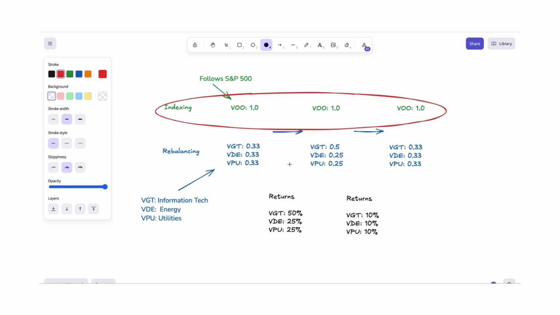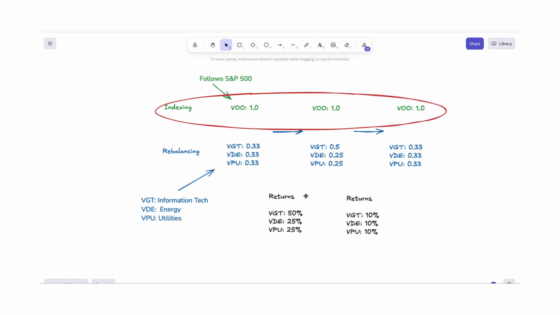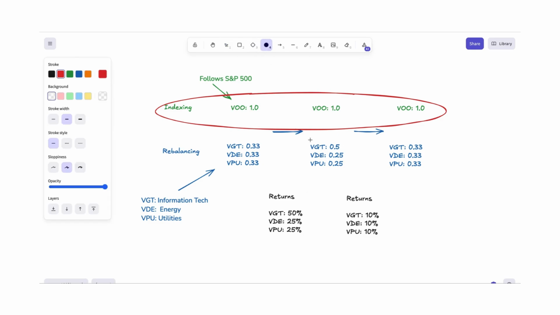Now we go to our second month. We observe the returns for each of these stocks. We observe that VGT has gained a 50% return. This is just an example here. In this 1 month, VDE, which is the energy ETF, has got 25% returns, and VPU, the utilities ETF, has got 25% returns.